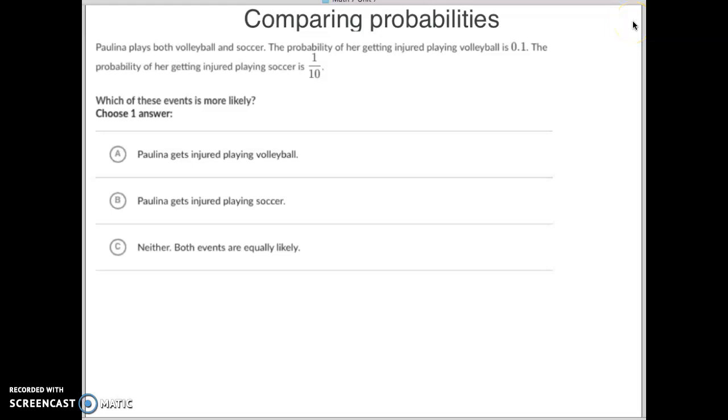Hey, Math 7 students. So your next Khan Academy is called Comparing Probabilities. Okay, so let's get started on this one.